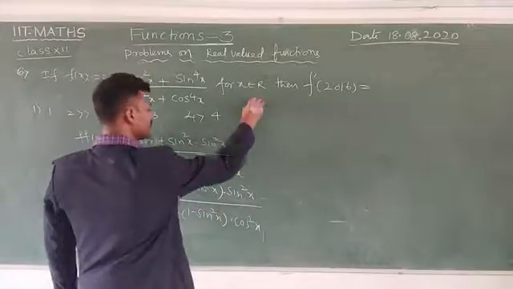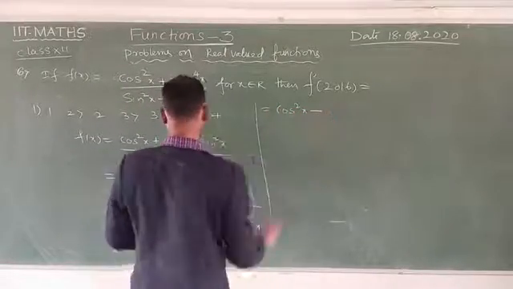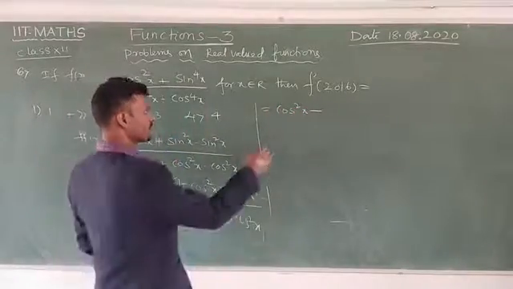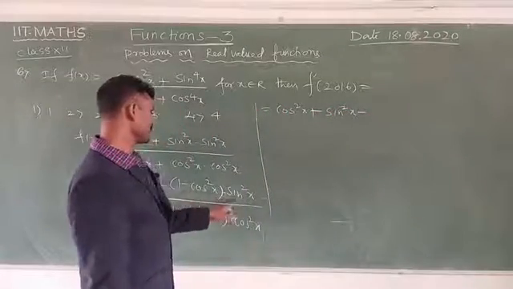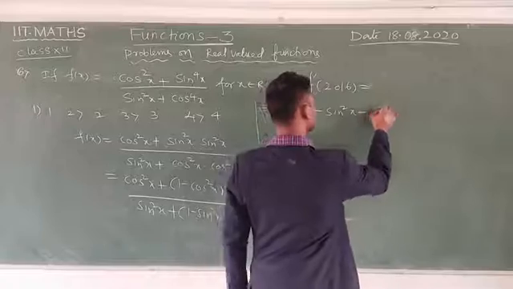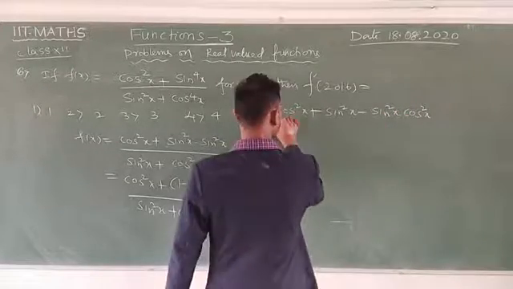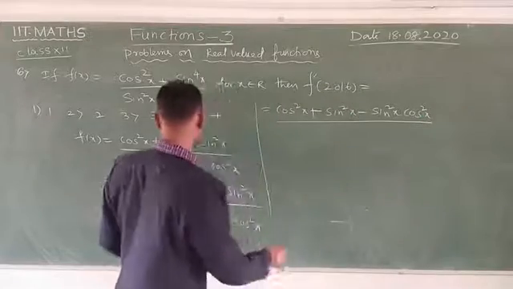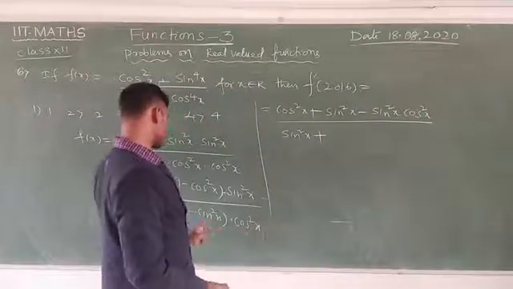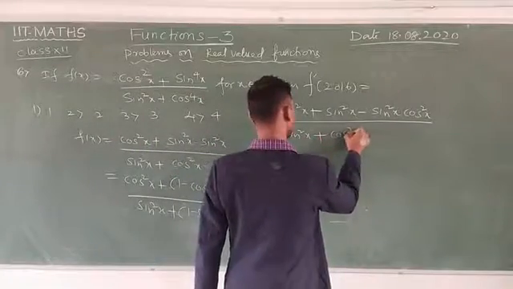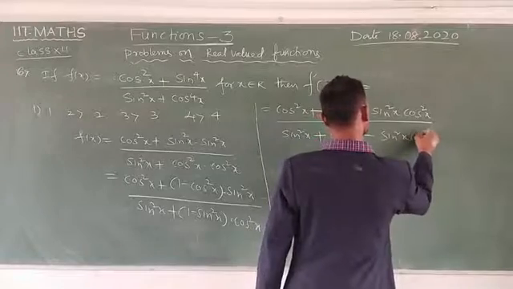Now you can multiply and write it here cos square x, here sin square x into 1 plus sin square x, minus cos square x into sin square x, into cos square x upon here sin square x plus here cos square x into 1, cos square x minus sin square x into cos square x.